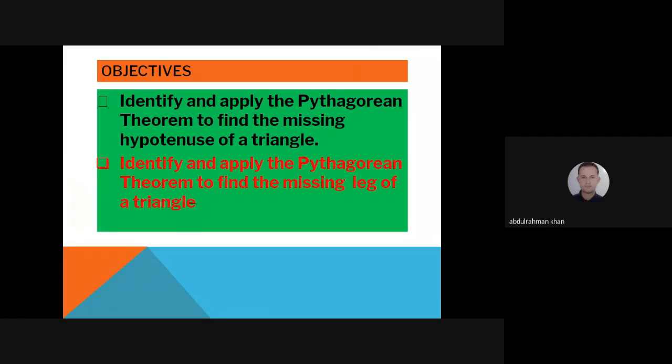First of all, what are the objectives for today? The first objective is to identify and apply the Pythagorean theorem to find the missing hypotenuse of a triangle. Here, a triangle means right triangles. And the second objective is to identify and apply the Pythagorean theorem to find the missing leg of a triangle, meaning to find the other two sides of a right triangle.